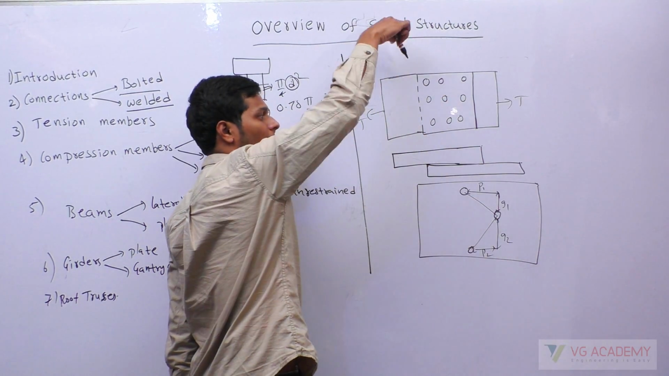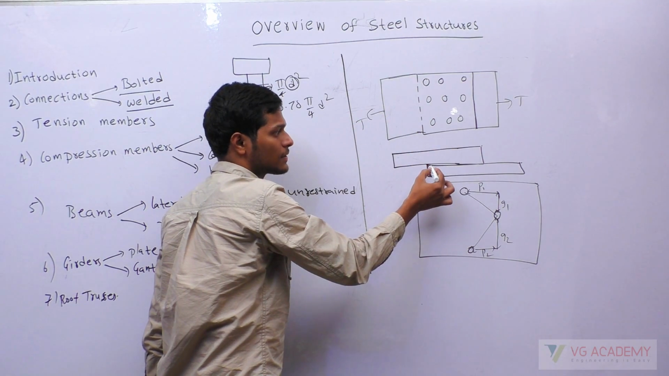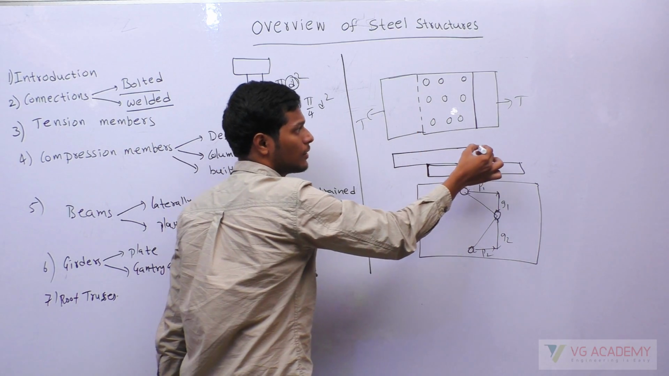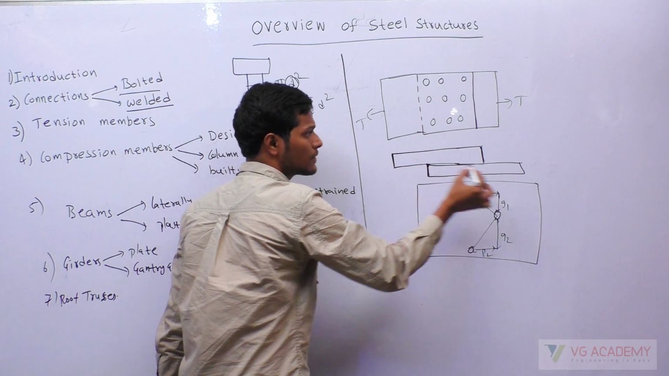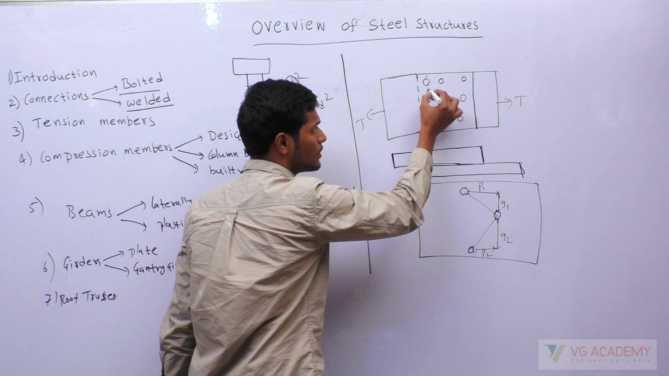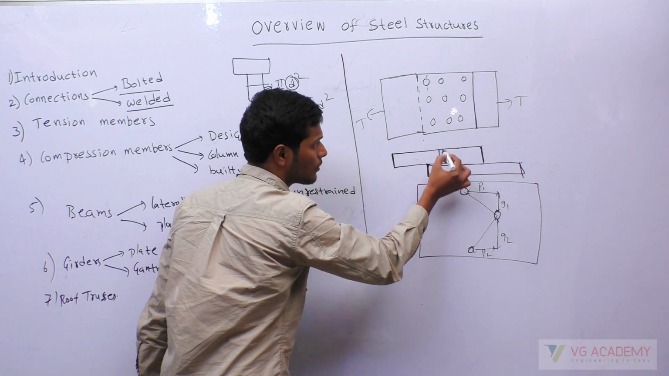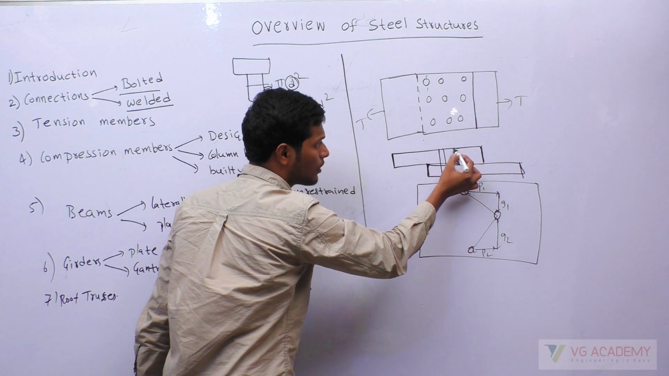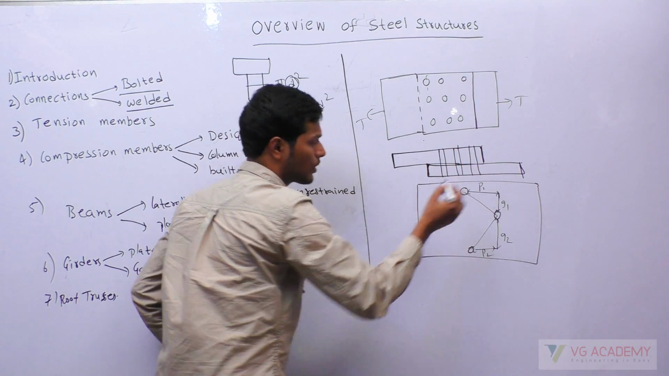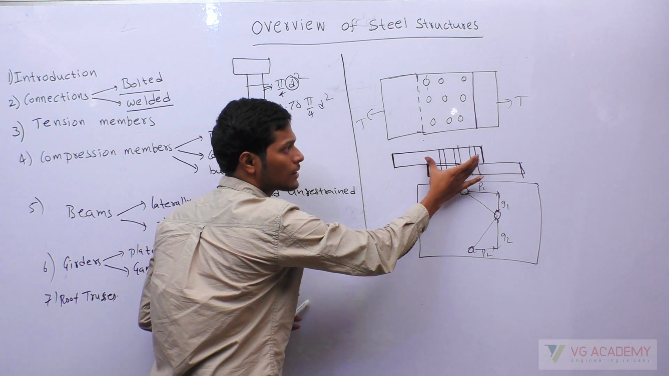Okay, so if you see from the top view, you cannot see this, right? So it is shaded like this. You can see this, you can see this, you can see this, but you cannot see this. So it is shaded like this. So here you have bolt, here you have bolt, here also you have bolt. Okay, so this is the length of the plate.